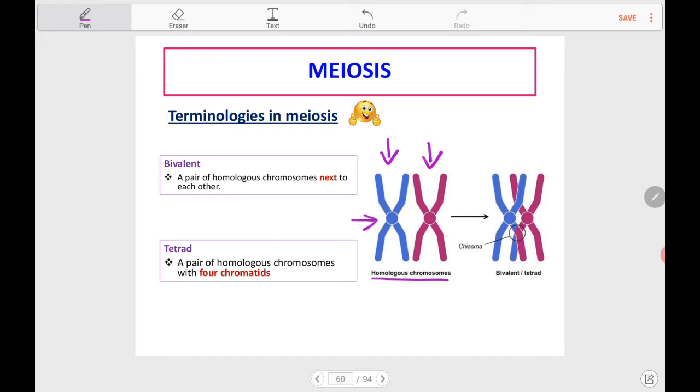Okay, so each of the chromosomes is called a homologous chromosome. Oleh kerana both of these homologous chromosomes are sitting next to each other in a pair, at this time they are being referred to as a bivalent. So in this diagram ada satu bivalent.